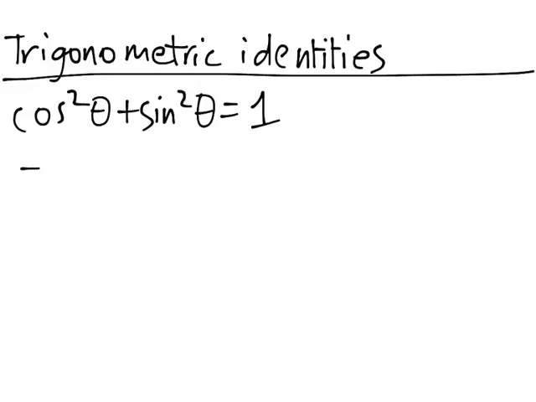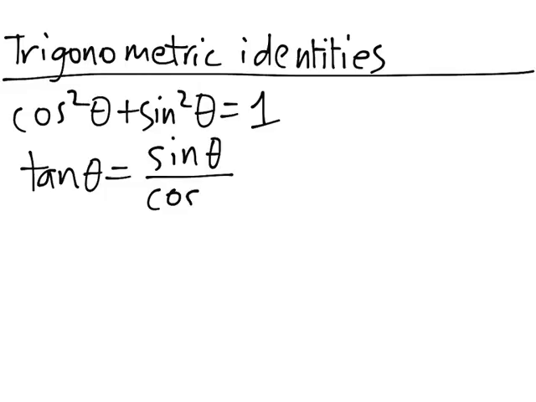Another example would be tangent of theta is equal to sine theta over cosine theta. Even though this doesn't hold at theta equal to pi over 2, where these expressions are not defined, it does hold for all other values of theta, that is, the values where they are defined. These kinds of trigonometric identities can be used to simplify expressions.